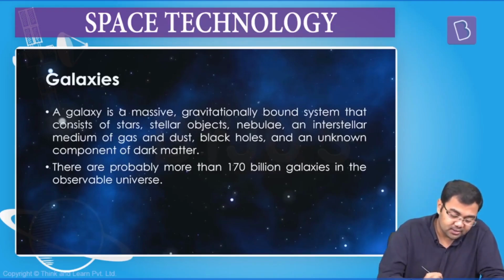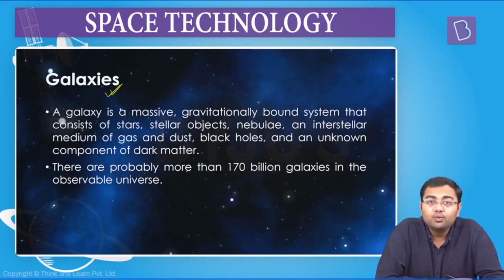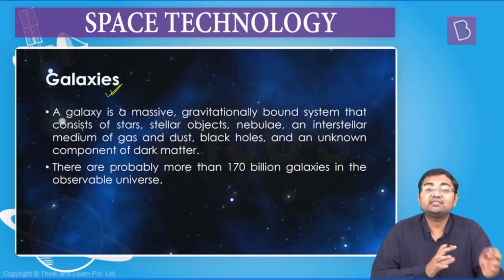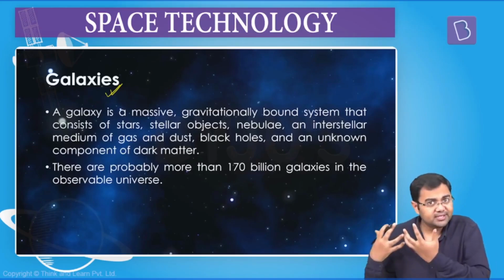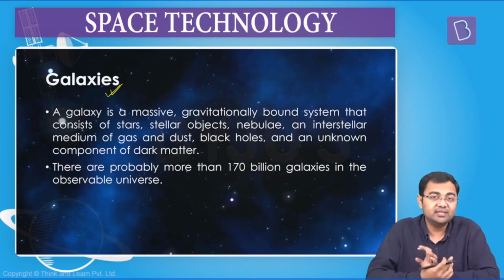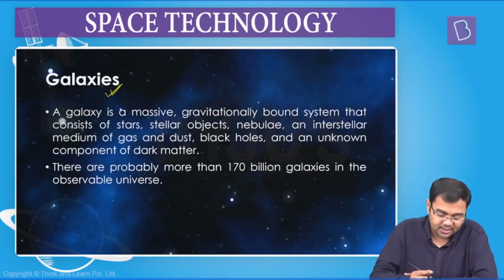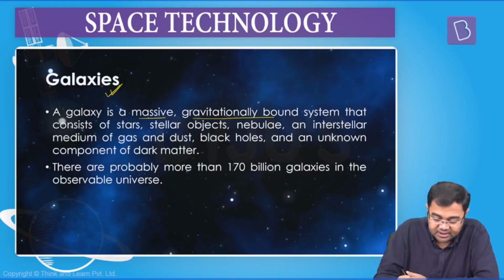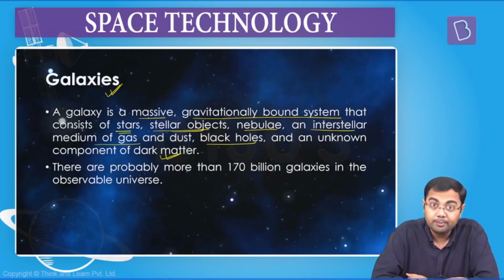Then after that, next is the phenomena of galaxies. What is the meaning of galaxies? Galaxies are nothing but clusters of all the star systems and every other celestial body which is coming along with these stars. They form the galaxies. So, a massive gravitationally bound system that consists of stars, stellar objects, nebula and interstellar medium of gas and dust, black holes and unknown component of dark matter.